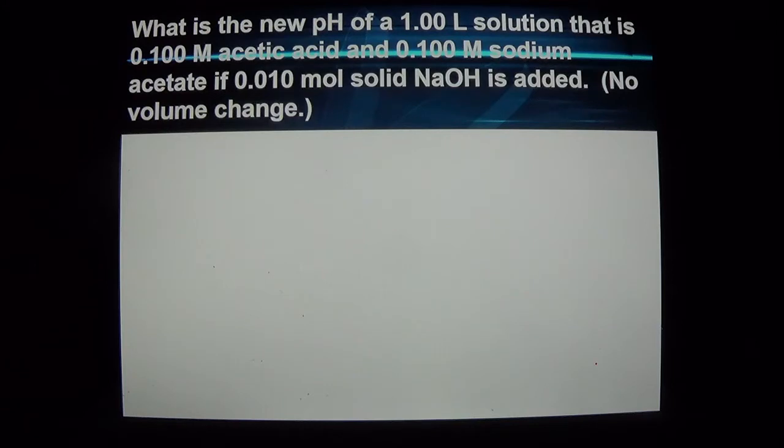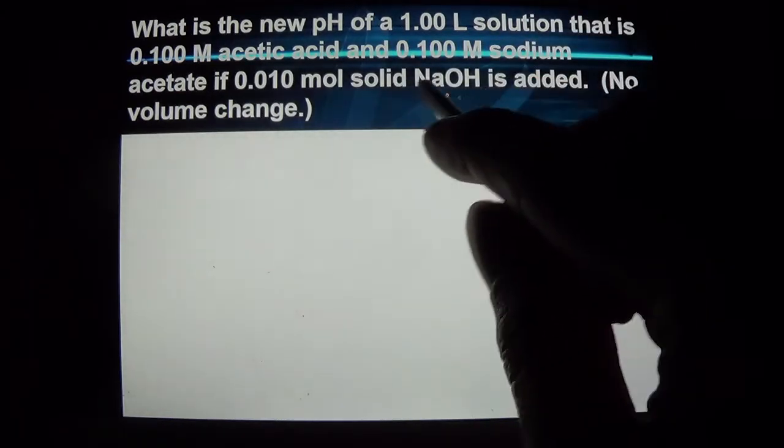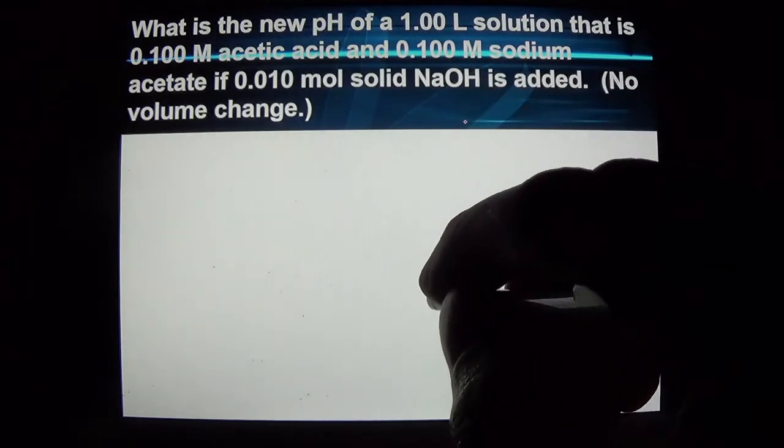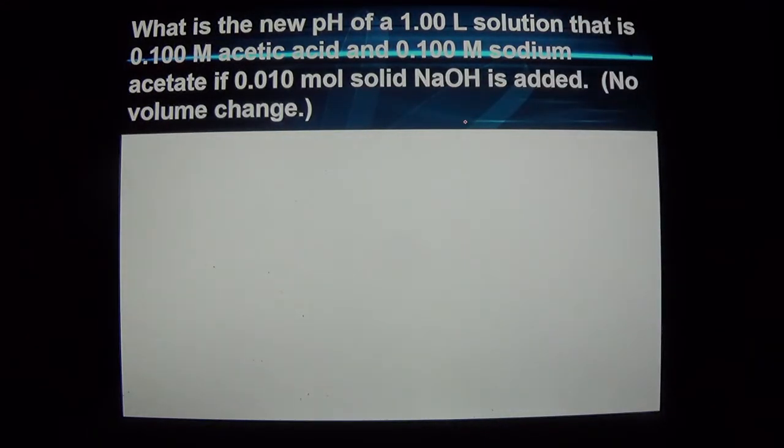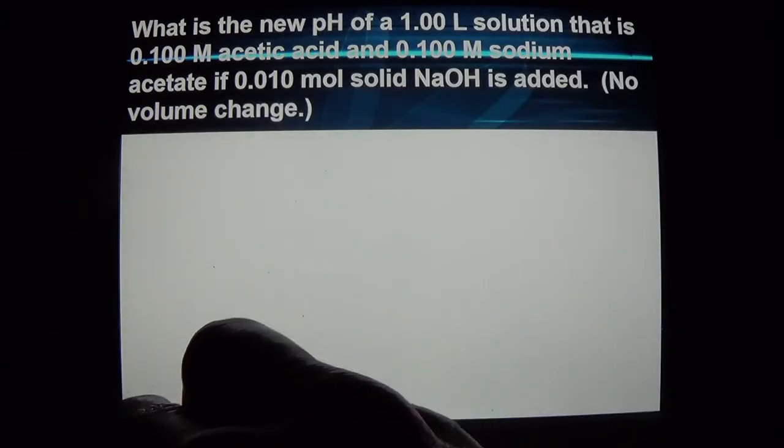Now that we know the original starting pH of our buffer, we're going to figure out how that changes when we add sodium hydroxide. So before I start any of my new work, I'm going to do my neutralization reaction. I'm going to pretend that happens before the buffer sets up. Obviously, it's happening after, but chemically speaking, it works out the same. It's just easier to do it in this order.